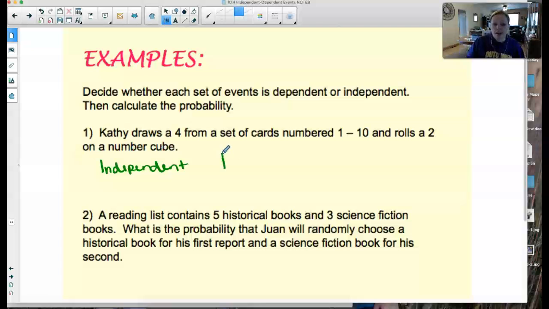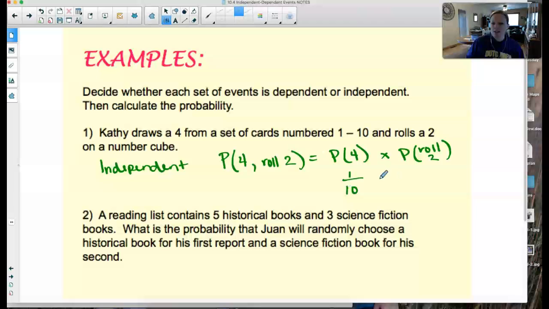So they are separate items, so they're independent from each other. Okay, so if I want to find the probability of drawing a 4 and then rolling a 2, I need to find the probability of 4 first times the probability of rolling a 2. So let's start with the 4. Probability of a 4, it's 1 out of the 10 cards, times the probability of rolling a 2 would be 1 out of 6. So the probability of both of those things happening is 1 out of 60.